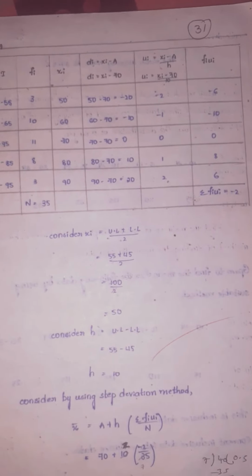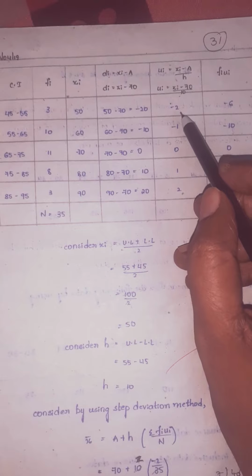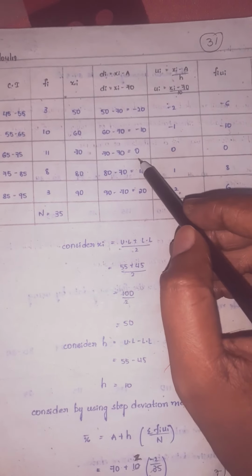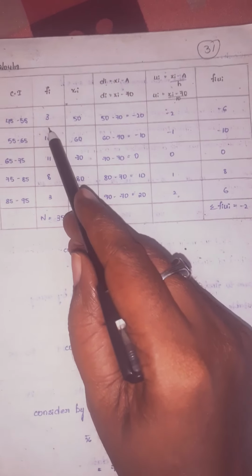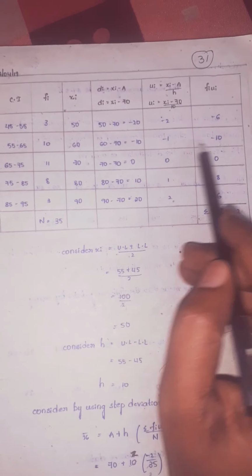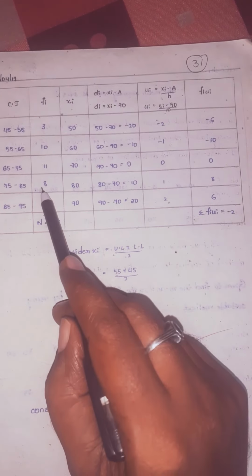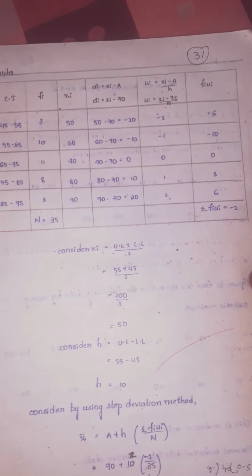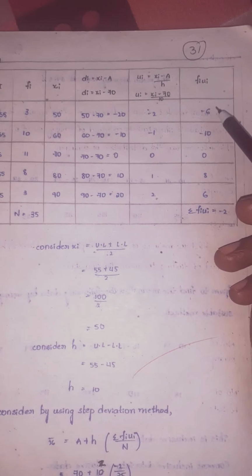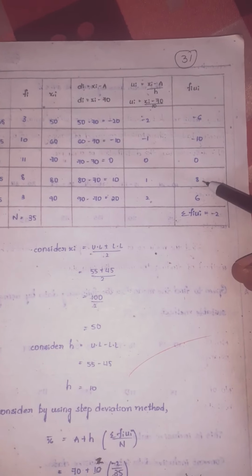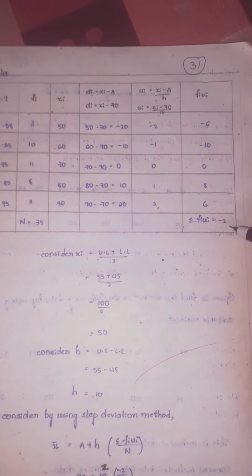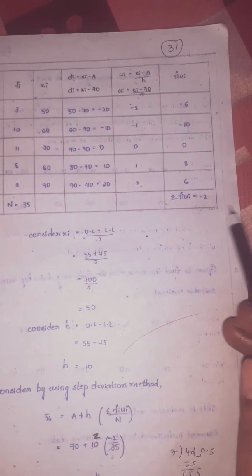So go for ui, children. xi minus a by h. xi minus 70 by the h value, which is 10, children. Already we got it here. So minus 20 by 10 is minus 2. Minus 10 by 10 is minus 1. 0 by 10 is 0. 10 by 10 is 1. 20 by 10 is 2. So fiui: 3 into minus 2 is minus 6. 10 into minus 1 is minus 10. 11 into 0 is 0. 8 into 1 is 8. 3 into 2 is 6. See, children, here directly if you add, minus 6 plus 6 cancel. So going here, minus 10 plus 8, how much? A bigger number having minus, so minus 2. The sigma fiui value is minus 2, children.